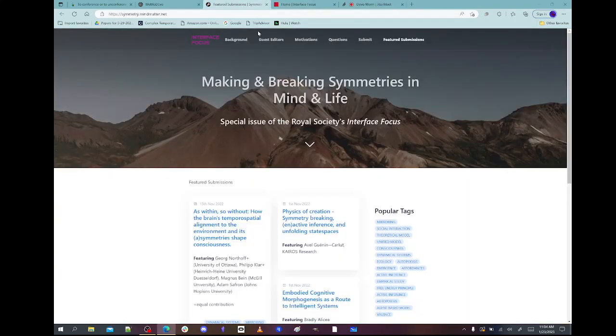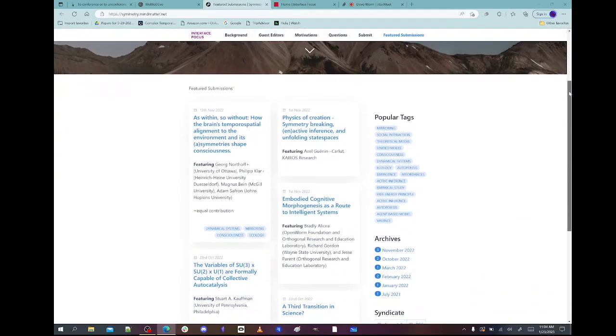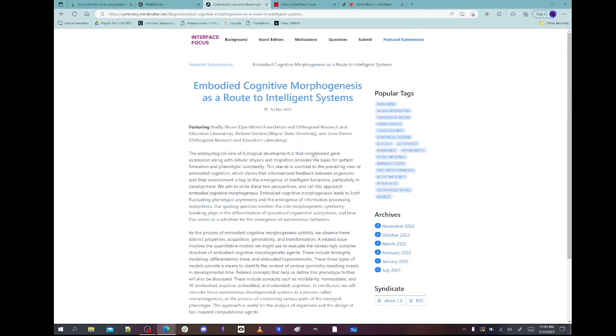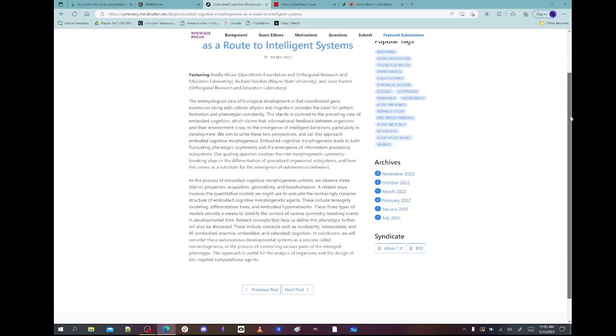So the first thing is good news on the front of manuscript acceptance. Our submission to the Royal Society Interface Focus was accepted. This is the page for the special issue that we're contributing to. And this is our paper, Embodied Cognitive Morphogenesis as a Route to Intelligent Systems. This is myself, Richard Gordon, and Jesse Parent. And this paper was accepted last week.